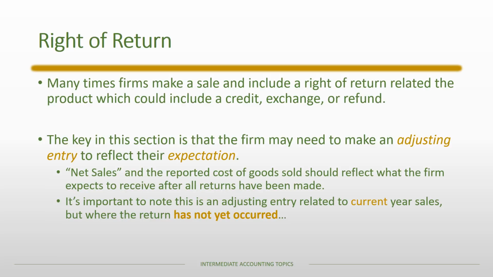And so I might have an expectation that 1,000 items are going to be returned. Maybe in the year, only 800 have been returned. So what do I do with the 200 that I still expect to be returned? We want to make sure that our net sales and our cost of goods sold reflect our expectations, and if necessary, we'll make an adjusting entry to get there. I think an example is going to help, though.